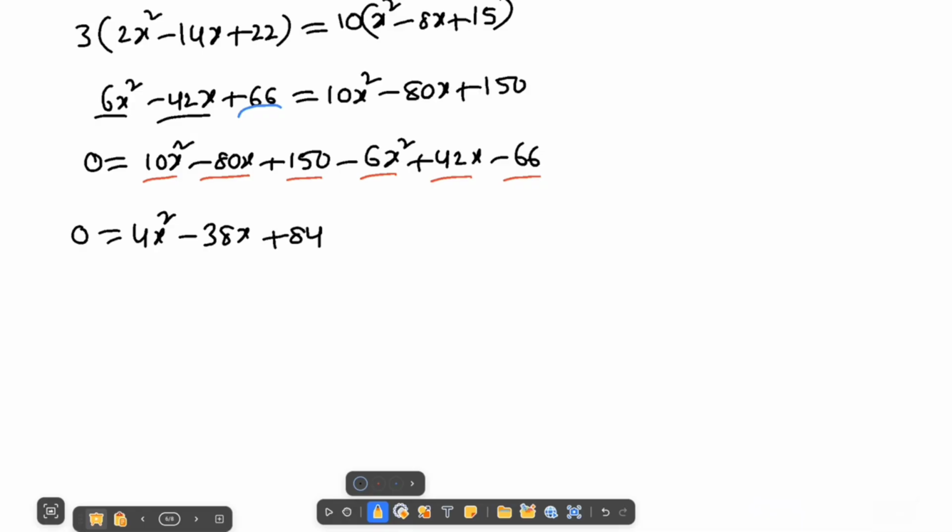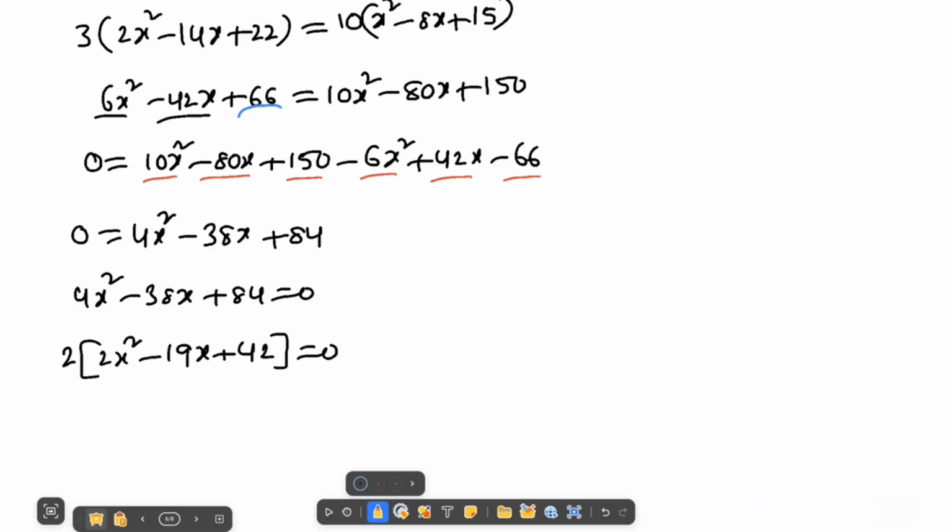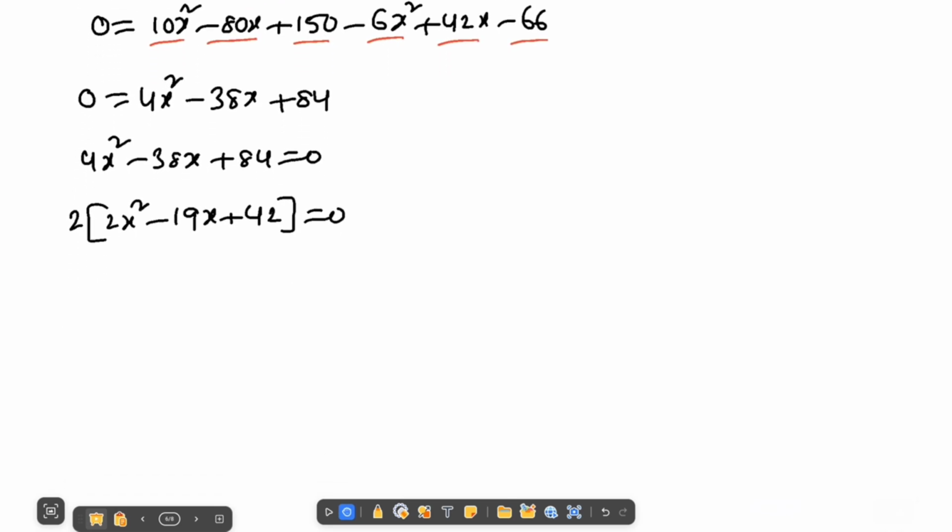Now this can be written as 4x² − 38x + 84 = 0. So you can take 2 common from all the terms. If you take 2 common here, we will have 2x², here 19x, and here 42 equals to 0. If you send this 2 to the right side, it becomes 0 by 2. Definitely this 0 by 2 will become equal to 0.